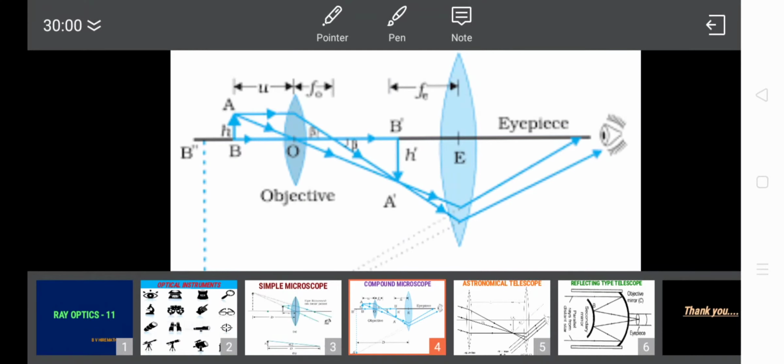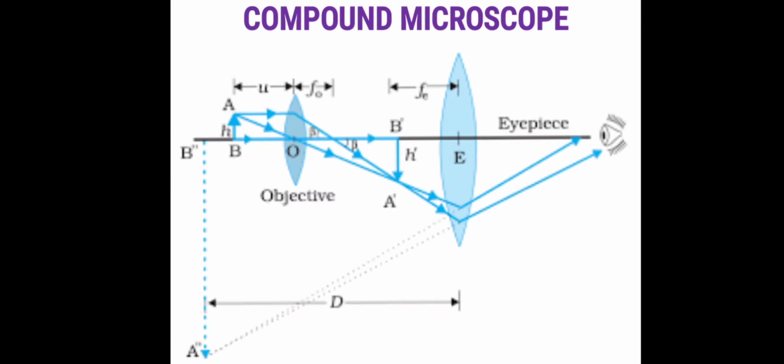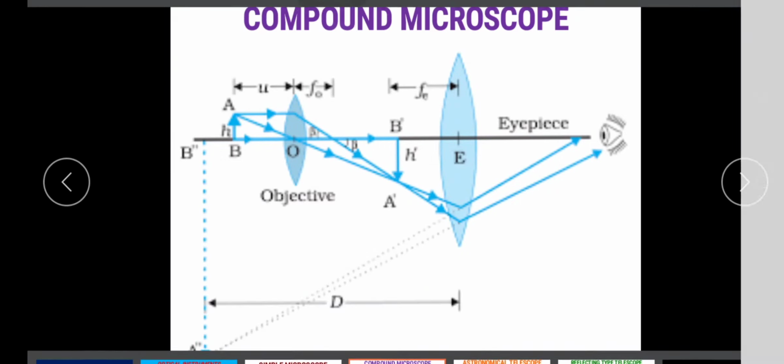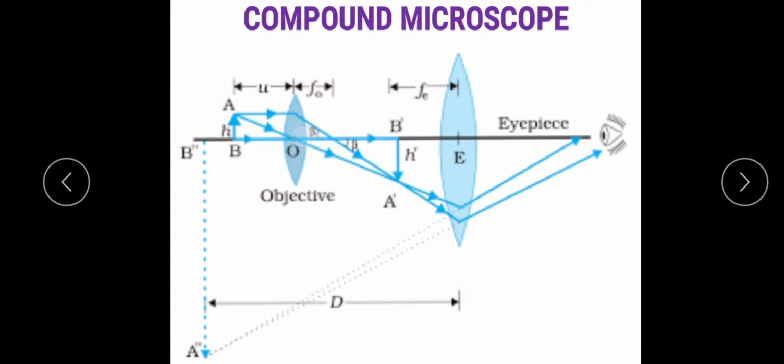Once again, I am explaining. A compound microscope is an instrument used for observing highly magnified images of small objects. The compound microscope consists of two converging lenses. As shown in the figure, there are two converging lenses: one is the objective lens, and the other is the eyepiece.